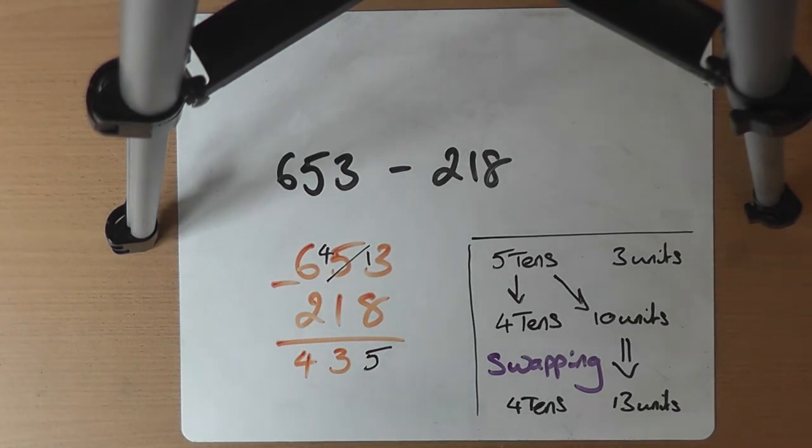The worst these questions can get is that you might have to do two swaps in a question. You might have to swap something very big for something a bit smaller, and then swap that for what you actually want. But that's kind of the worst these questions can get, that you might have to do more than one swap in a question.